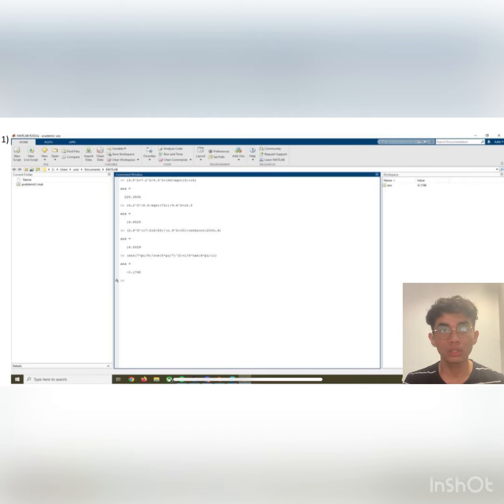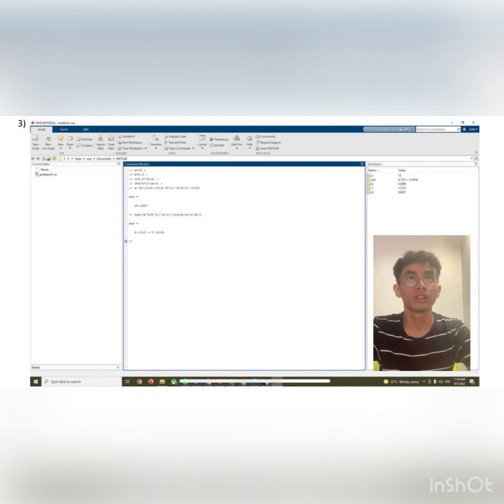7.7 multiplied by pi divided by 8, divided by cos 5 pi divided by 7 plus 1 per 6 multiplied by tan 6 pi divided by 11, and the answer is negative 0.1748.